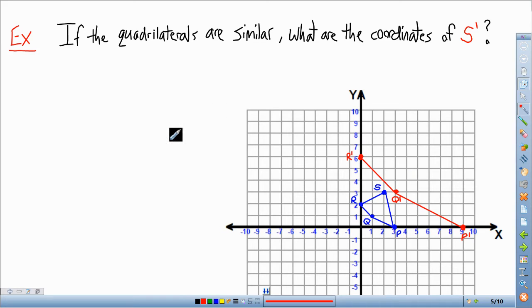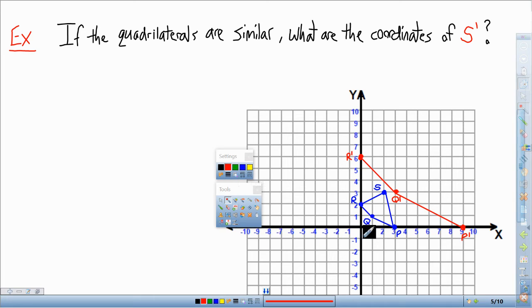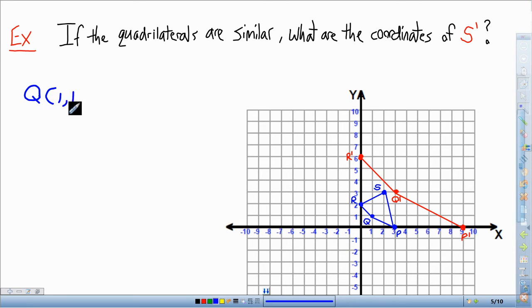Okay, well, the first thing I need to do is figure out the scale factor of these two shapes. Okay, here's the good news. To find the scale factor, all we have to do is compare one original point to its image. And then we can just look and see, okay, this is the number that's being multiplied to get our image. So we can check any of these points. I'm going to use Q and Q prime. Okay, so the coordinates of Q is at 1, 1. Okay, and it is turning into Q prime, and that is at 3, 3.